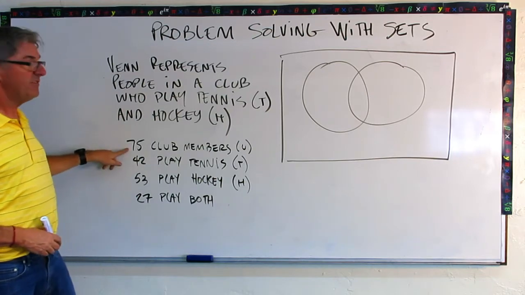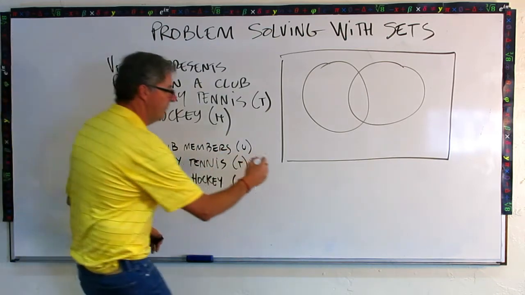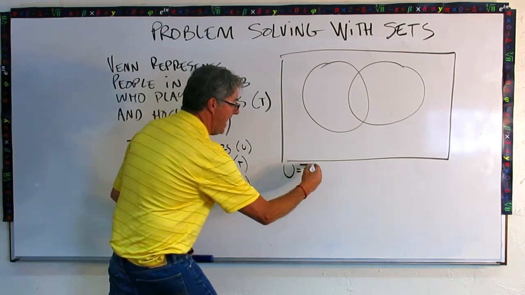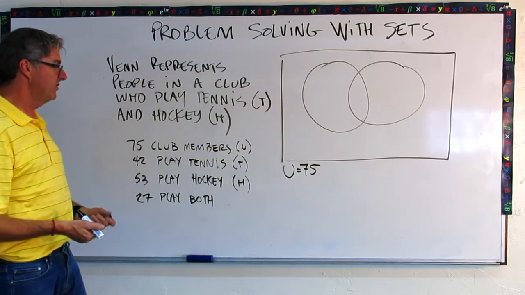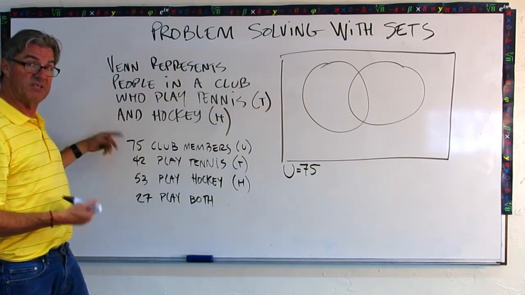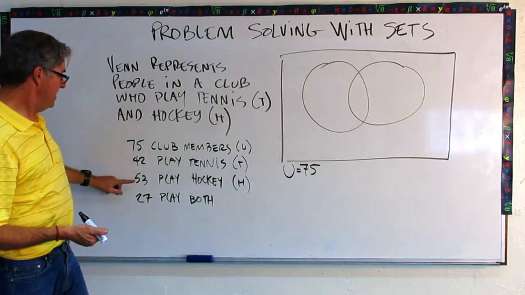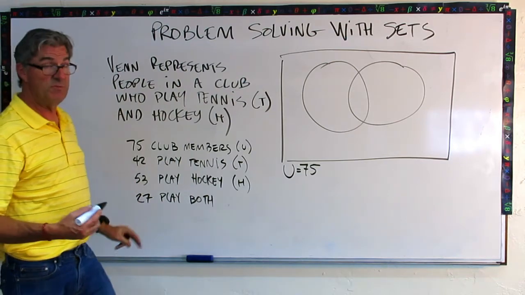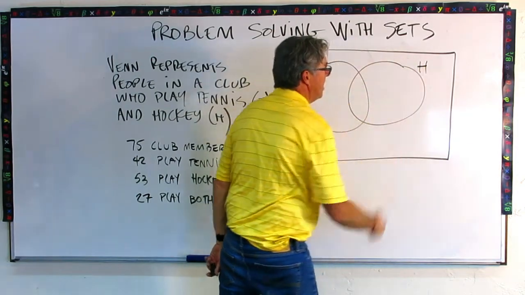So first off, there are 75 people in this club. So that's the universal set. We can write that there. And if you like, you could do something like that to indicate that there are 75 people in this universal set, which are club members in this particular club. We know 42 play tennis and 53 play hockey. So before we start getting into the numbers, let me just do my labeling. T for tennis, H for hockey.